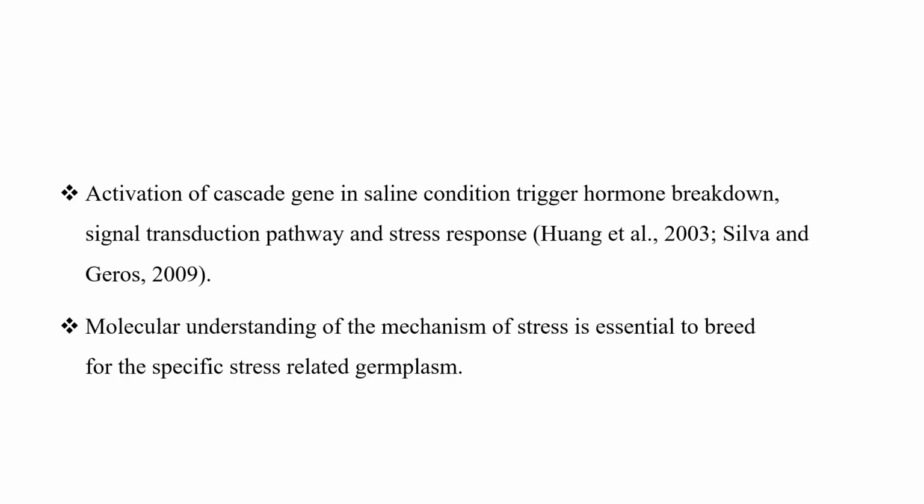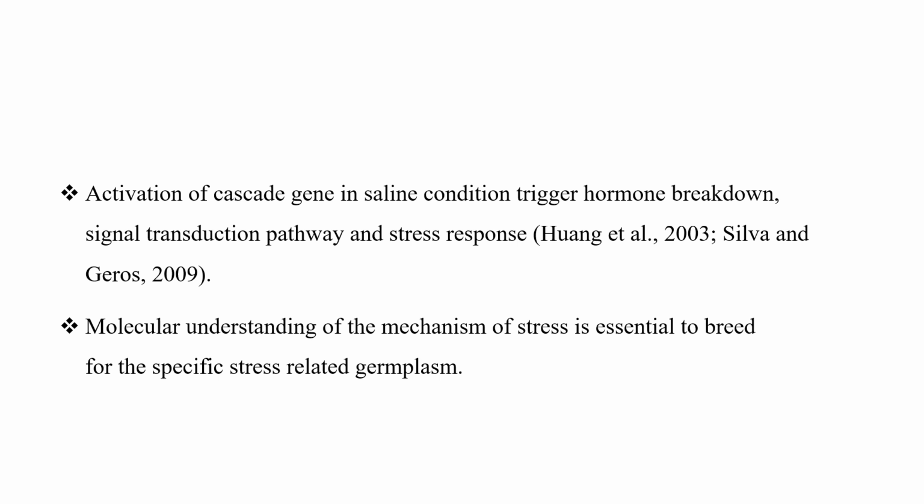So activation of cascade genes in saline conditions triggers hormone breakdown, signal transduction pathways, and stress-responsive genes that become available when a crop is exposed to saline conditions.